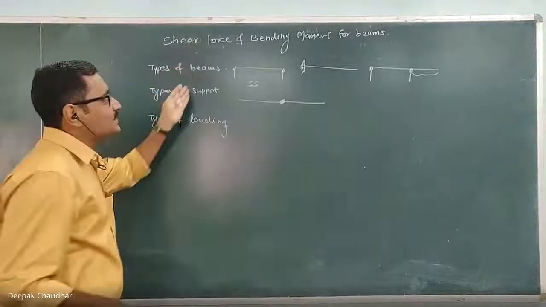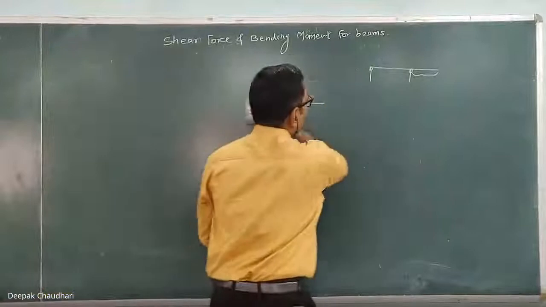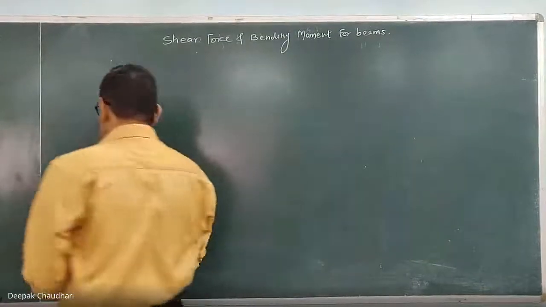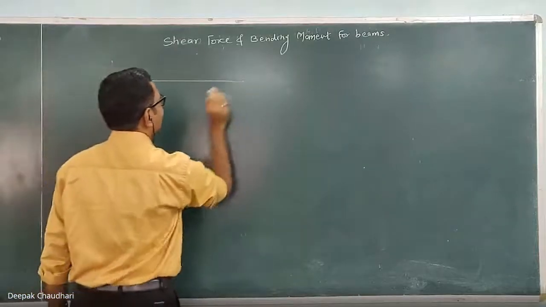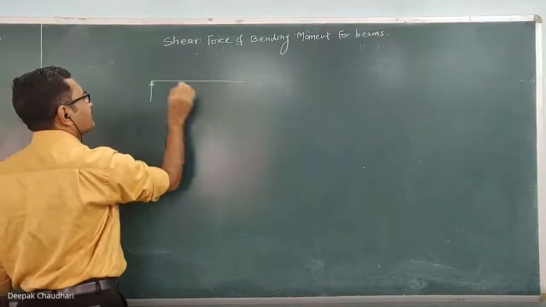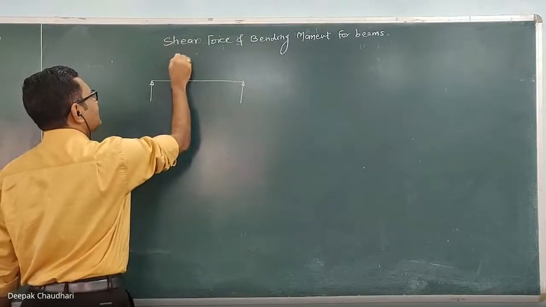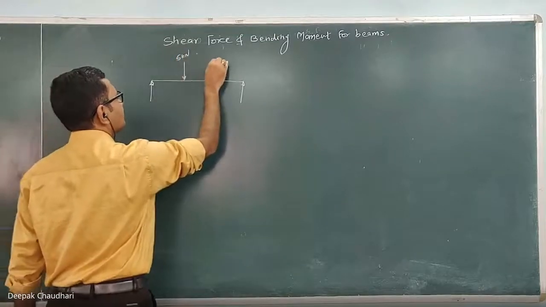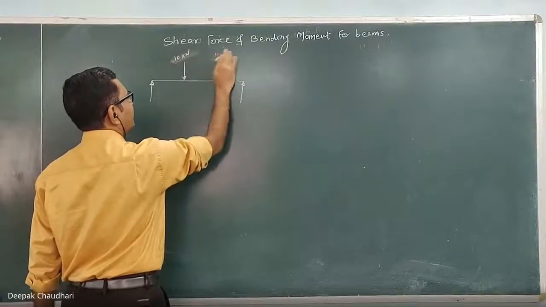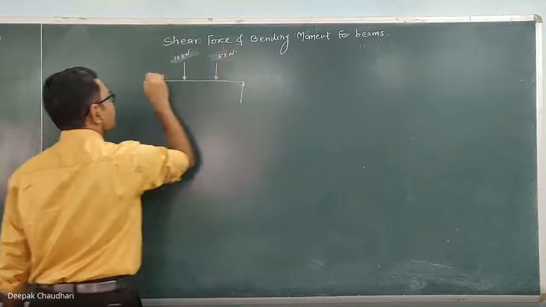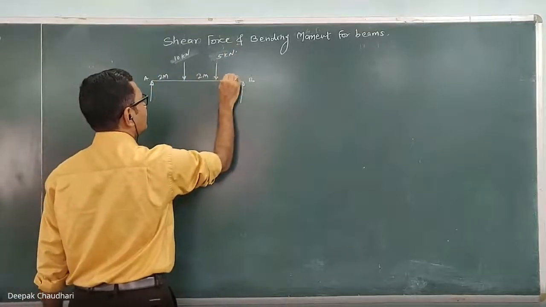So these are the basic things which we require for the shear force and bending moment diagram. Now I'm going to explain what the shear force is and what the bending moment is. Let's take one example. Suppose this is one simply supported beam. Consider this load is 5 kilonewton, this load is 10 kilonewton, and this is 5 kilonewton. This is A, B, and let this be 2 meter, 2 meter and 2 meter.